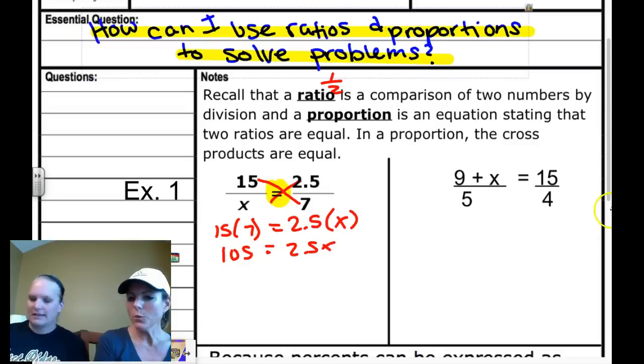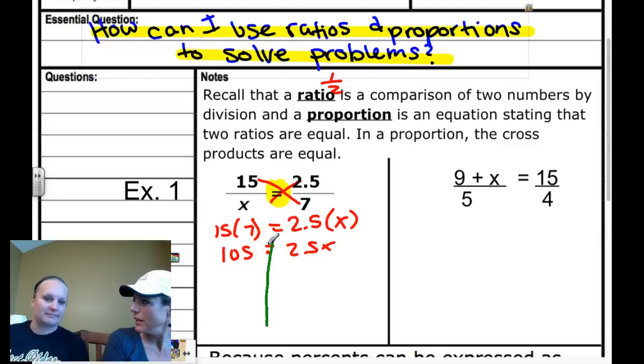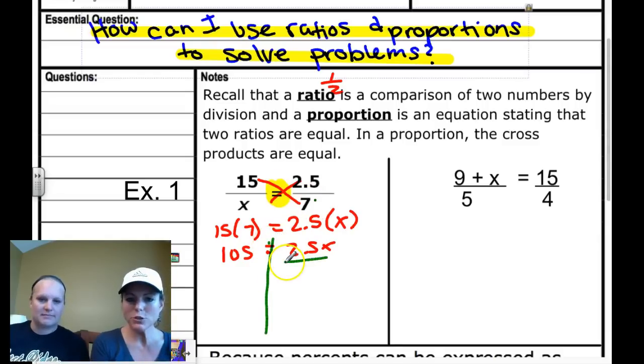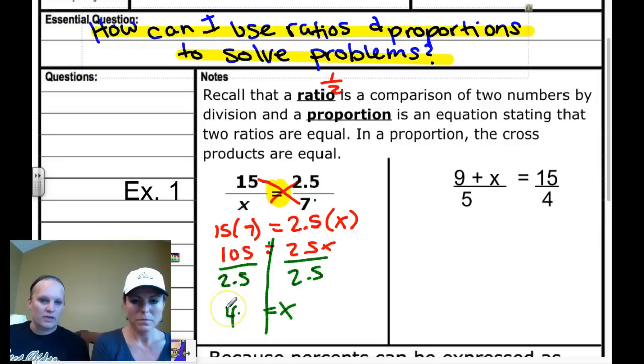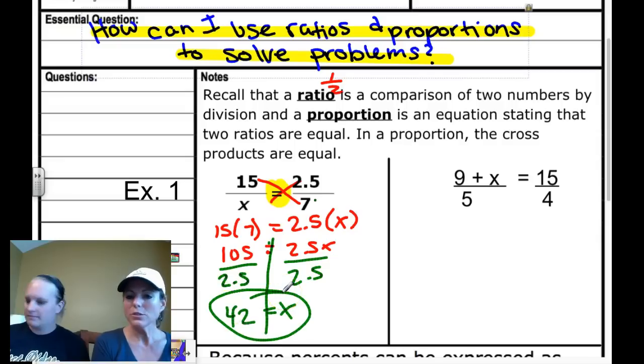And look at what we're doing. We're solving a linear equation. Yeah. Divide both sides by 2.5. And when you divide by 2.5, you get 42. All right. So your answer is just 42. And we're done there. Nice. Let's do the other one. Yeah. Little more tricky.